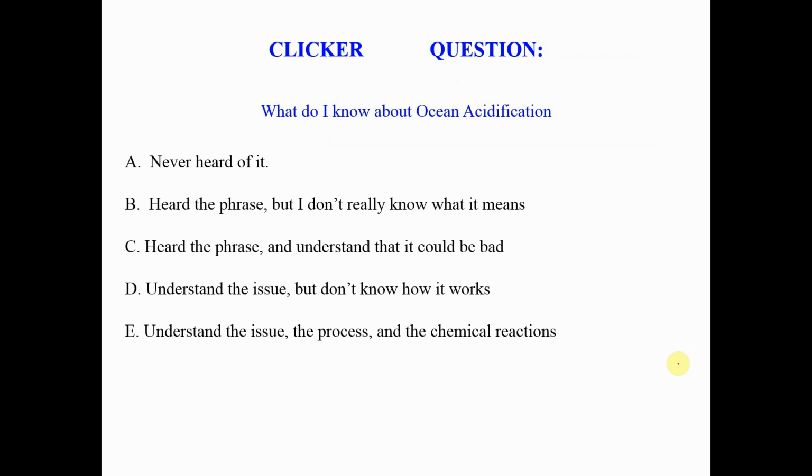Just before we get started, I thought we'd have a think about, well, what do I know about ocean acidification? So think about this. You could select A, I've never heard of it. B, I've heard the phrase, but I don't really know what it means. C, I've heard the phrase and understand that it could be bad. D, I understand the issue, but I don't know how it works. Or E, understand the issue, the process, and the chemical reactions. Just take a couple of seconds to think about where you fit on that scale.